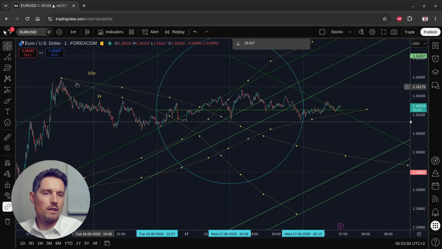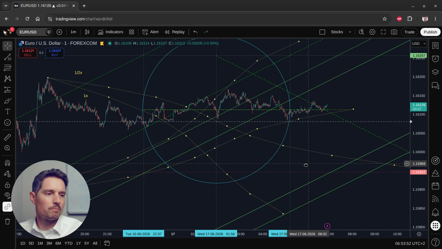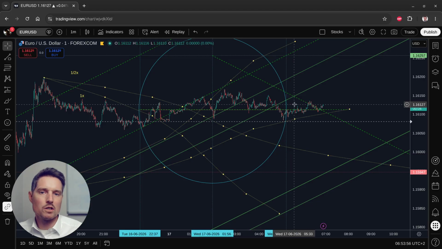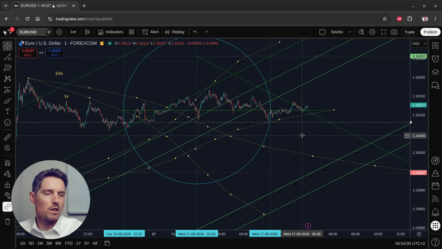When the bearish line, price is actually moving away from it. So this is for me a second indicator that I think bullish price movement is probably stronger than bearish price movement at this time.